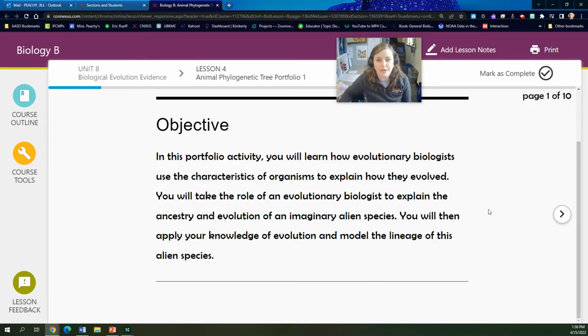Ultimately, what you're going to be doing is looking at an alien species and constructing a cladogram, which is a type of phylogenetic tree, from the characteristics you're observing of this fictitious alien species. You'll construct a cladogram and categorize or organize all the different characteristics that you can observe in your aliens, and that's what we're building on, but we're going to get to that point in a little bit.